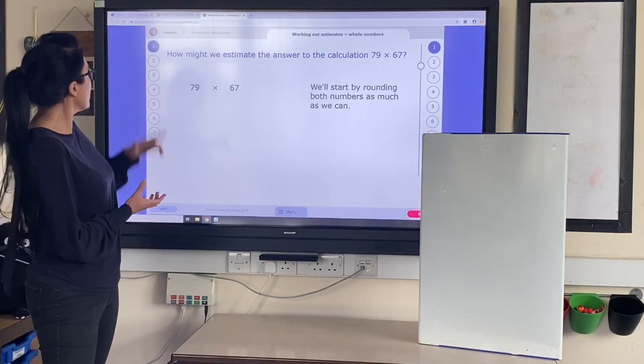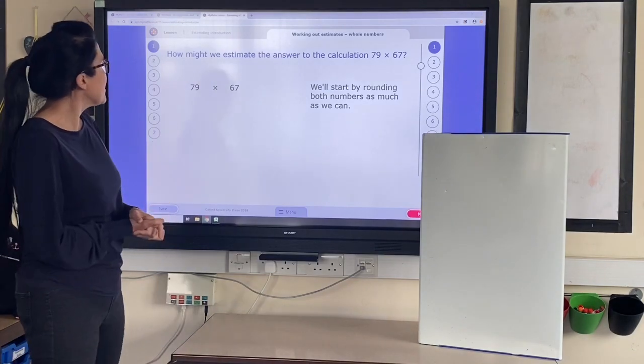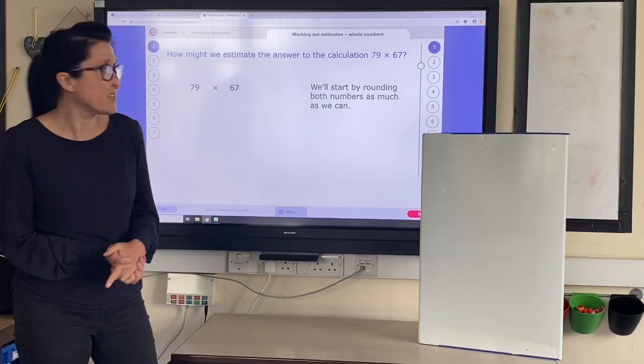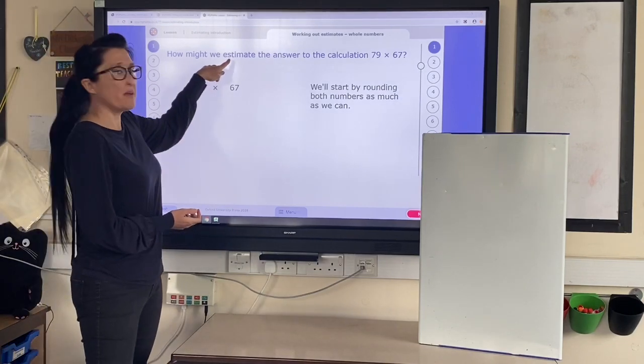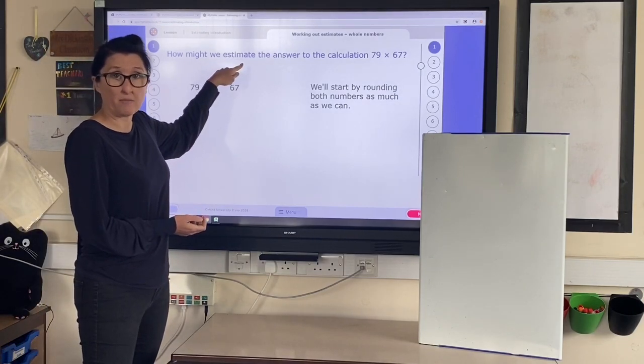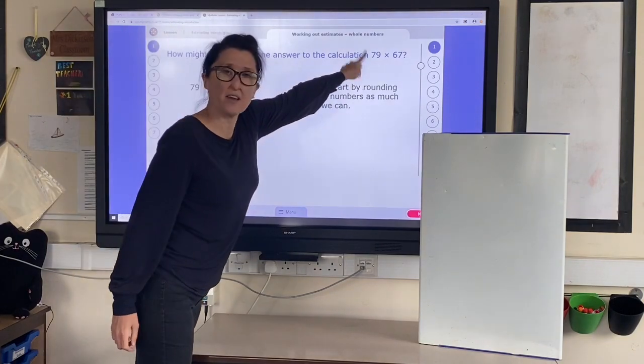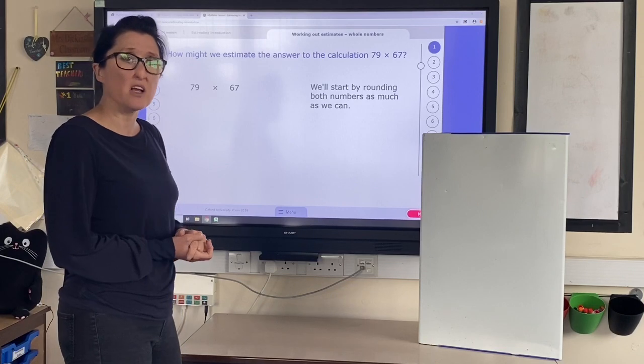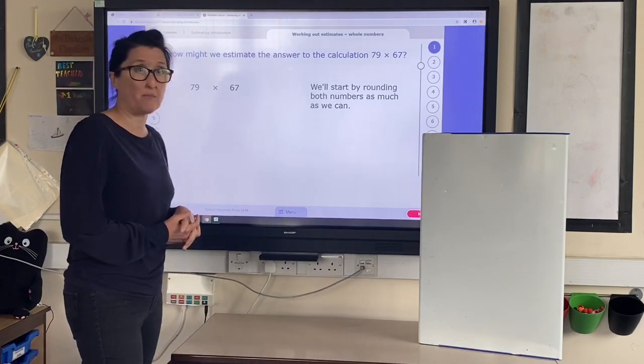So the first question here says, how might we estimate the answer to the calculation 79 multiplied by 67? And this is really important here, that it's talking about estimating. So it doesn't want you to go straight ahead and multiply 79 by 67. It wants you to use your estimation skills to get a rough idea of what that answer might be.